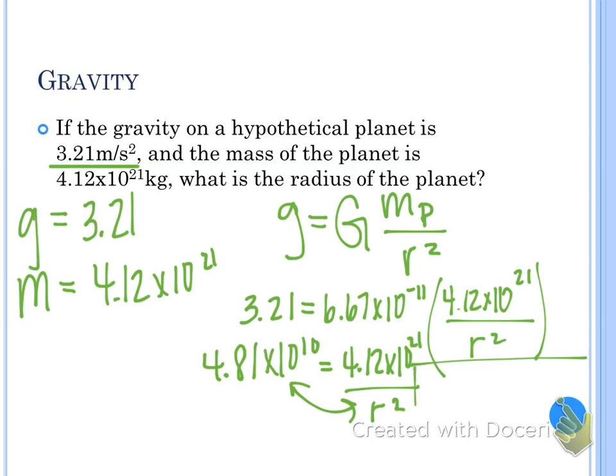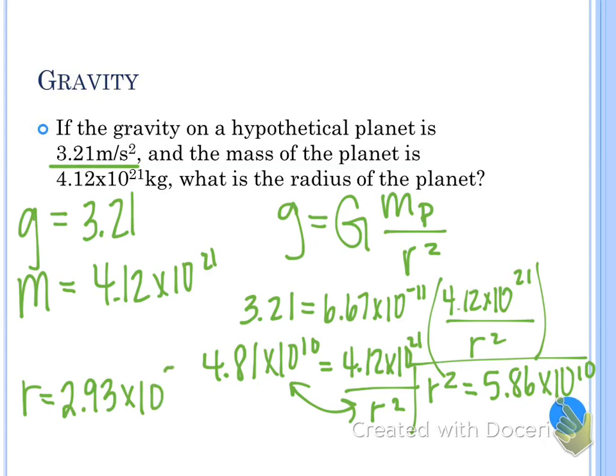And that leaves me with r squared equal to 5.86 times 10 to the 10th. When I square root that, I'm going to get my radius equal to 2.93. Perfect. And what's our units here? Meters.